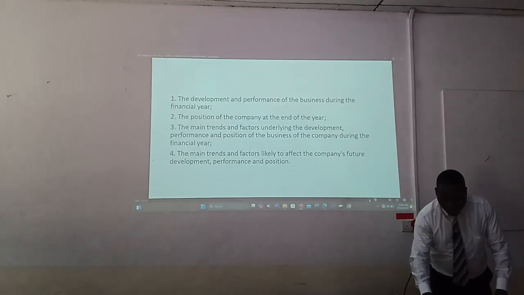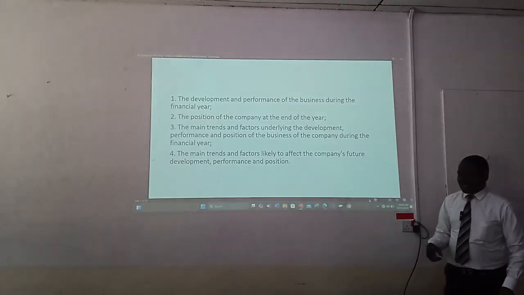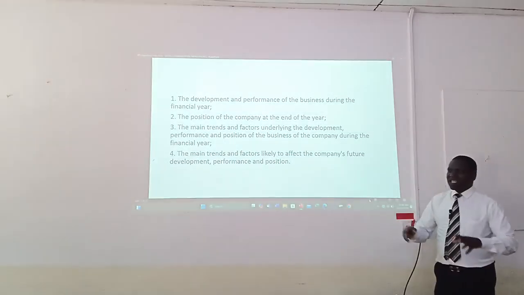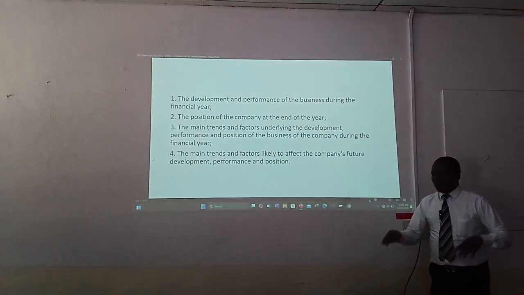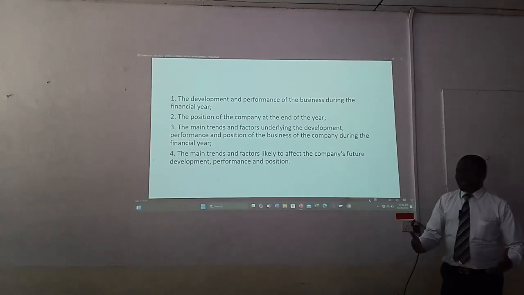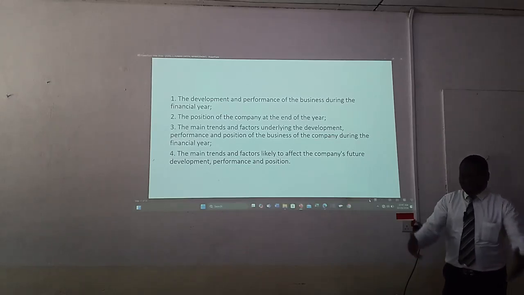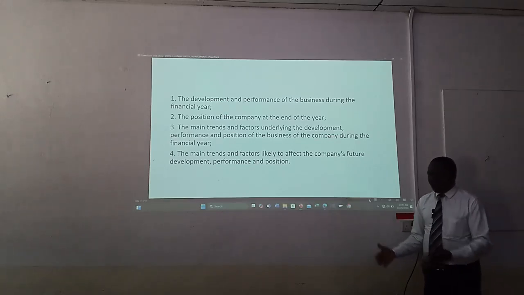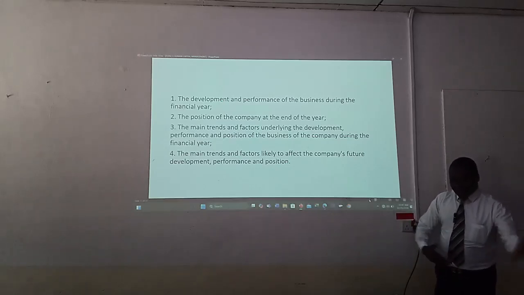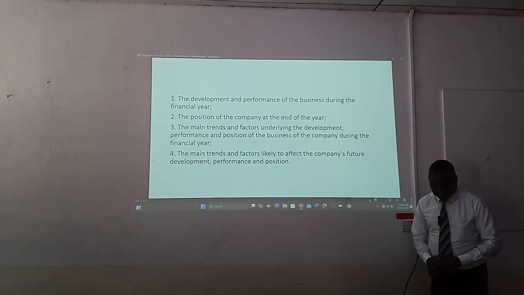For example, number one, the development and performance of the business during the financial year. This must be stated. To say, okay, this year, from January to December, what is it that the company has done? The company has increased minda ya Nzimbe. And because it has increased minda ya Nzimbe, this has been the outcome. So you put it in financial way to say, this is what we have done, and this is what we have performed throughout the year from January to December.